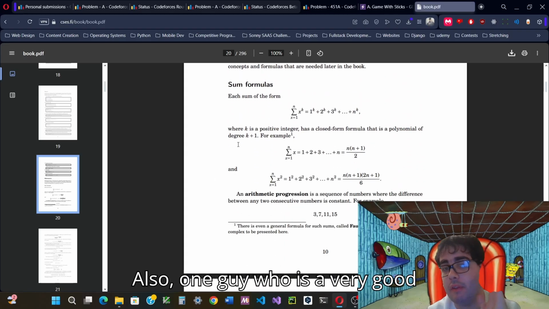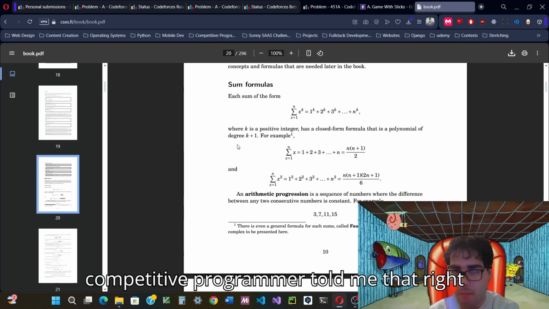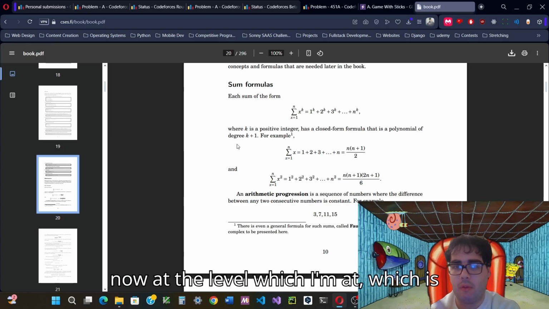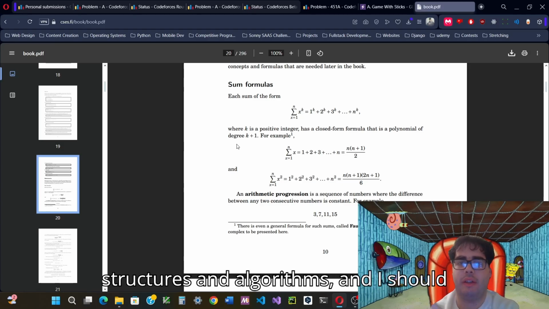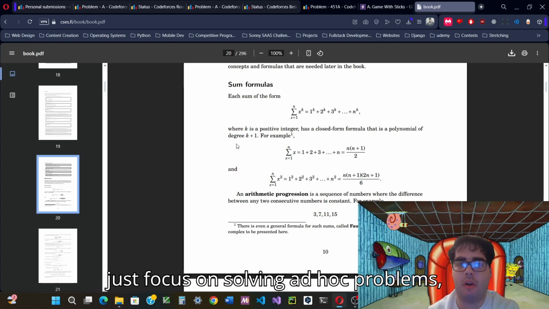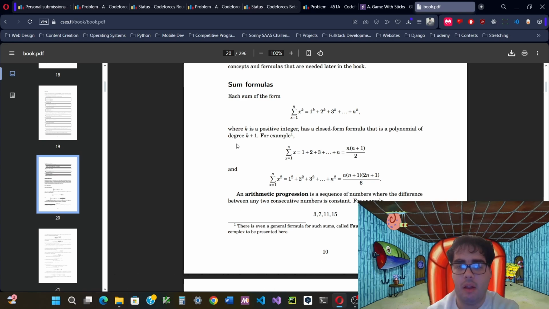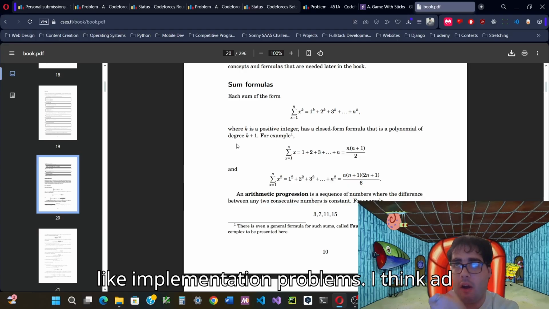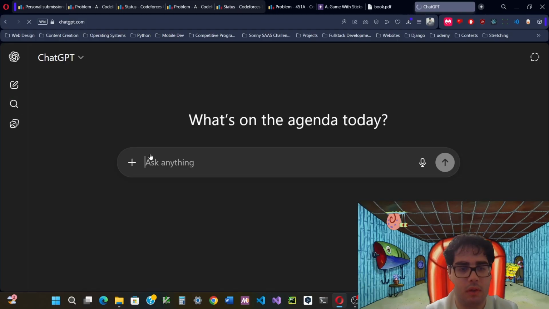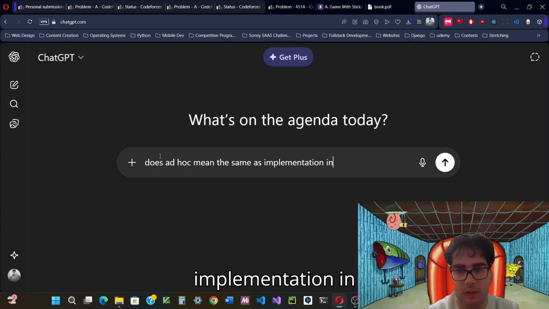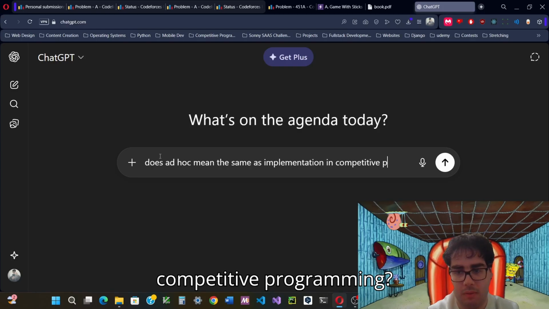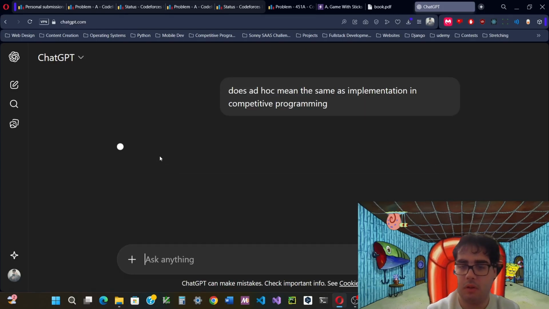Also, one guy who is a very good competitive programmer told me that right now at the level which I'm at, which is 810 rated in Codeforces, I don't really need to be learning data structures and algorithms, and I should just focus on solving ad hoc problems, like implementation problems. I think ad hoc means the same as implementation. Does ad hoc mean the same as implementation in competitive programming? Let's see.